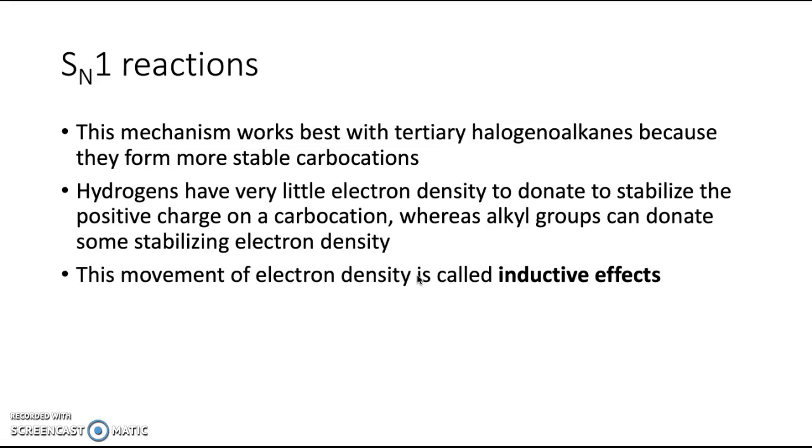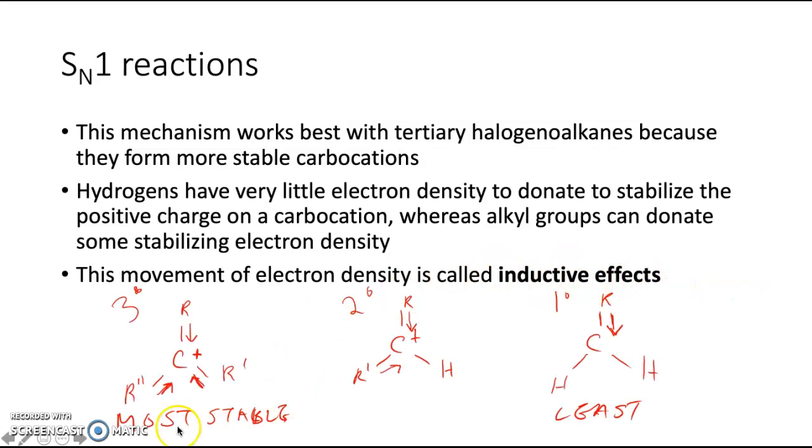Okay, and we call that idea of adjacent groups being able to stabilize inductive effects. When the adjacent groups have a lot of electron density that they can help stabilize the molecule with, we call that inductive effects. And if we're talking about carbocations, a tertiary carbocation is going to be the most stable, whereas a primary carbocation is going to be the least stable because it has the fewest inductive effects. And then secondary is obviously right in the middle there. Sorry for how hideous this writing is. I definitely wrote it on a tablet, and I'm not very skilled at that.